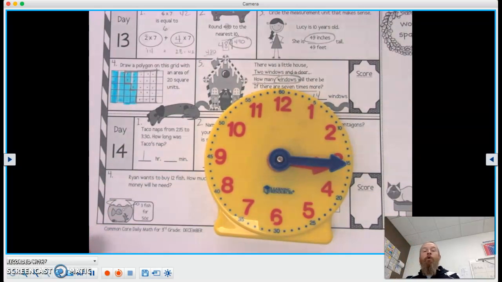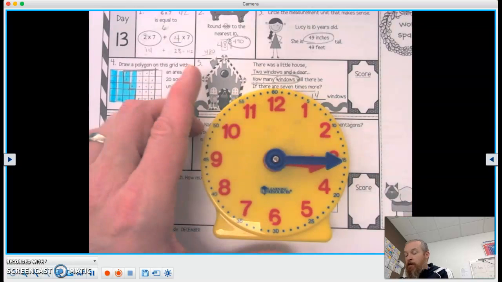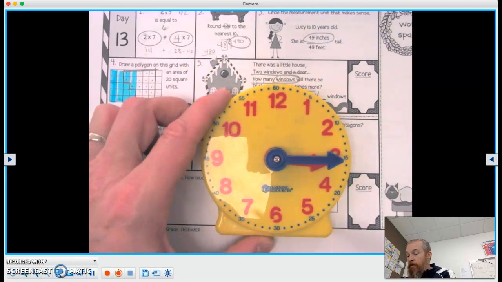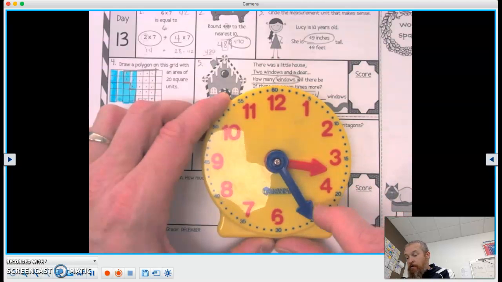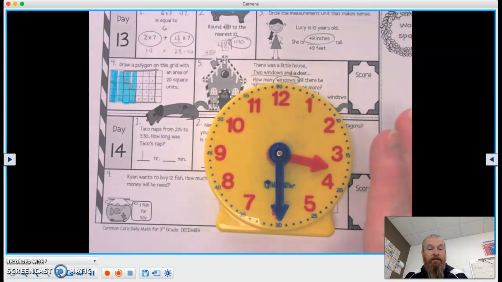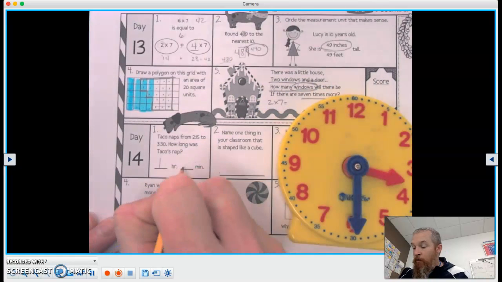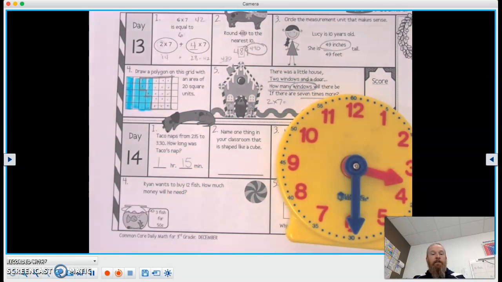And then how many more minutes yet? So we're at 15. We need to get down here to where it says 30. So we count 5, 10, 15. And now it is 3:30. So 1 hour and 15 minutes.